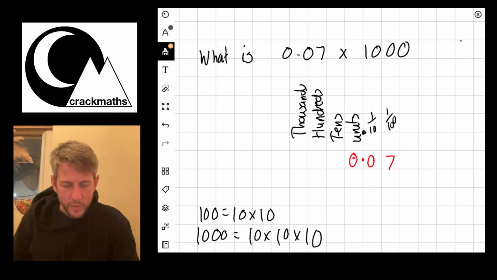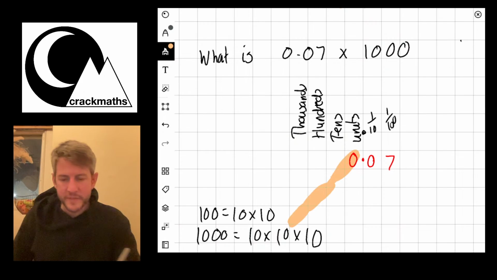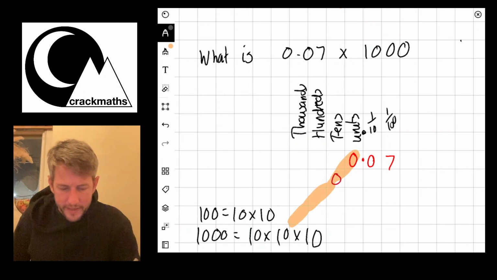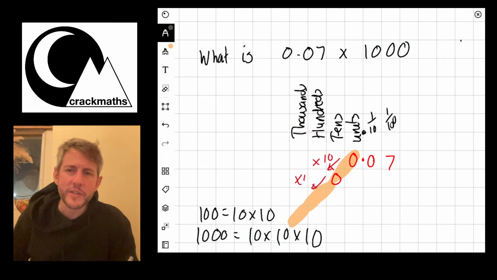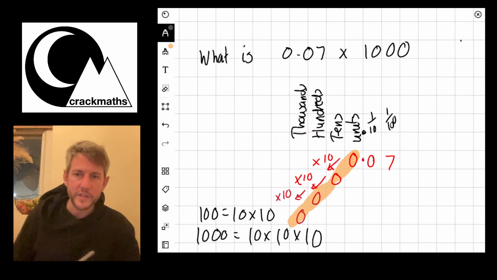Okay, so I'm going to do this all in one go this time. So this 0 is going to move once for times 10, another for times 10 again, and another for times 10 again. So here, that would be times 10. That's 1 times 10 there. Here to here gives us another times 10. And here to here gives us this third times 10, which is the times 1,000.